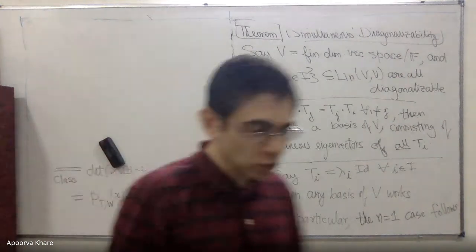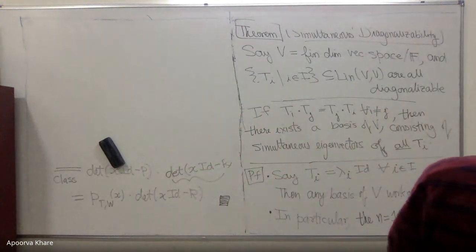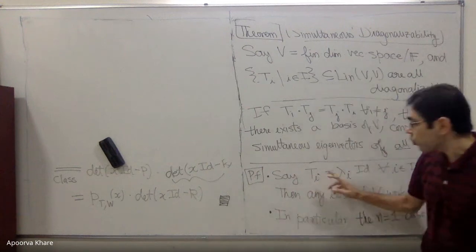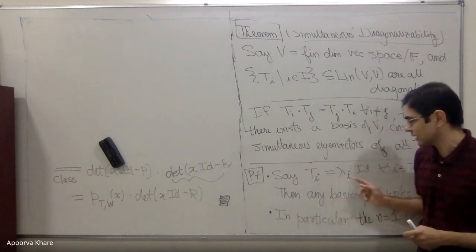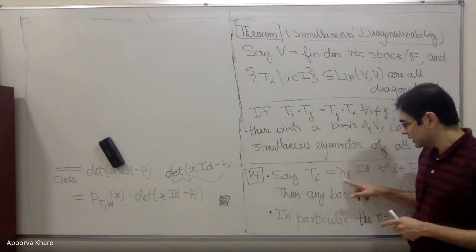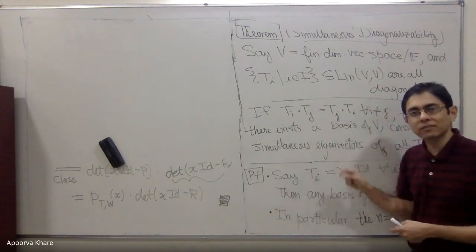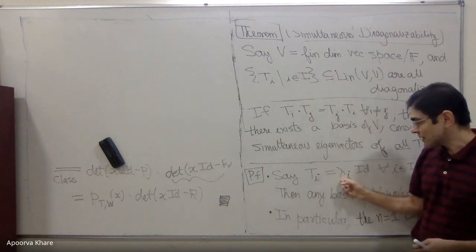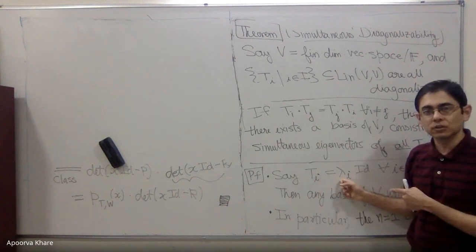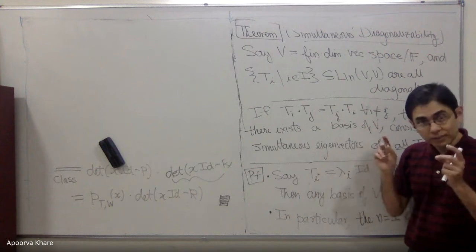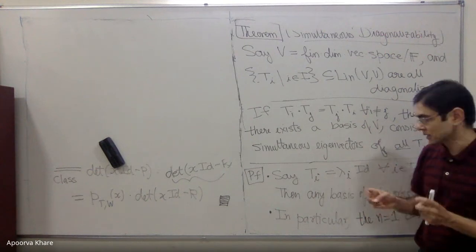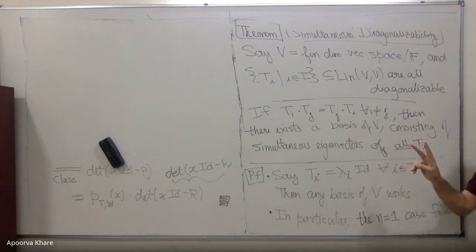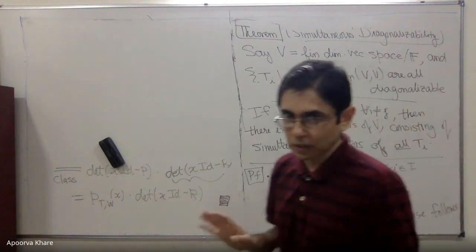Now we will assume that n is bigger than 1, of course. But we will also look at the case that at least one of the Ti is not a scalar. What does that mean? Well, scalar maps are precisely the diagonalizable maps where all the eigenvalues are equal. So if a Ti, which is diagonalizable, is not a scalar map, then it must have at least two distinct eigenvalues. And of course, that means n is bigger than or equal to 2.